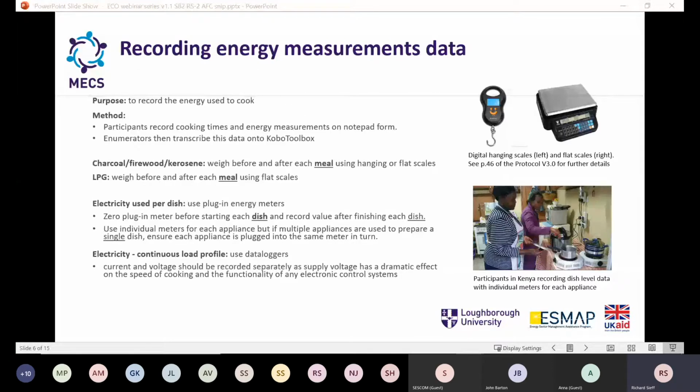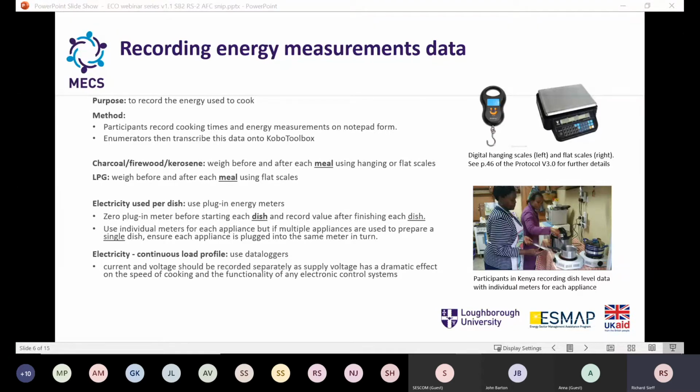Before going on to other phases in the study, we'll briefly review the data that cooks are collecting and how they go about doing that. One of the major roles that cooks need to be trained in and comfortable with is taking the energy measurements that tell us how much energy it takes them to cook.